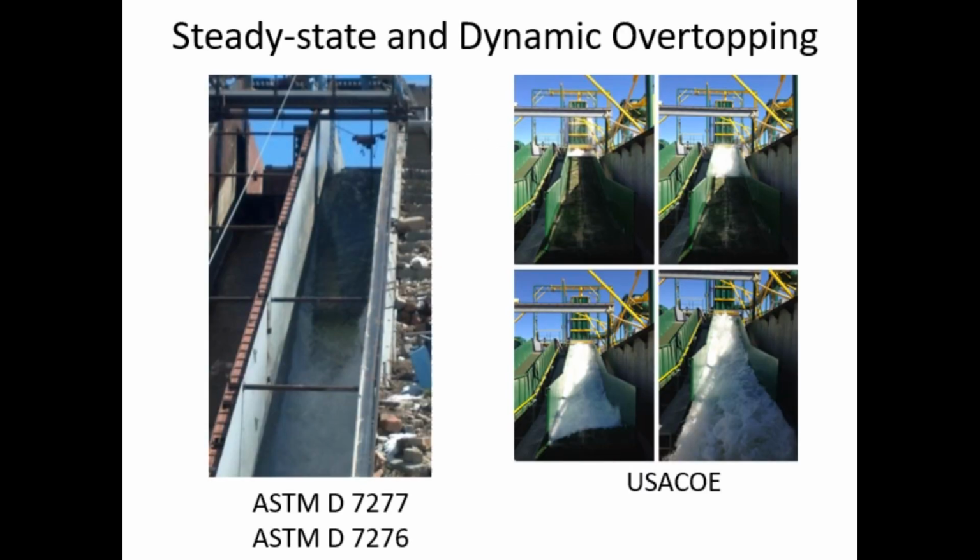ASTM D7277 and D7276 provide testing and calculation methodologies to look at spillway conditions, and the U.S. Army Corps of Engineers wave overtopping apparatus can evaluate product-specific performance in preventing backside toe of slope scour.